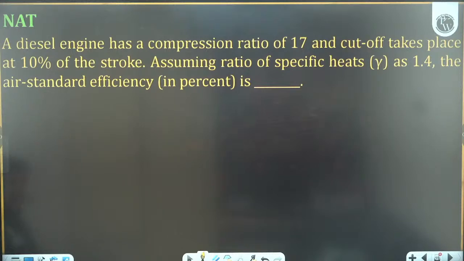Efficiency 0.59. Prabhat Kumar has written 82.73. What is the cutoff ratio alpha you are getting?